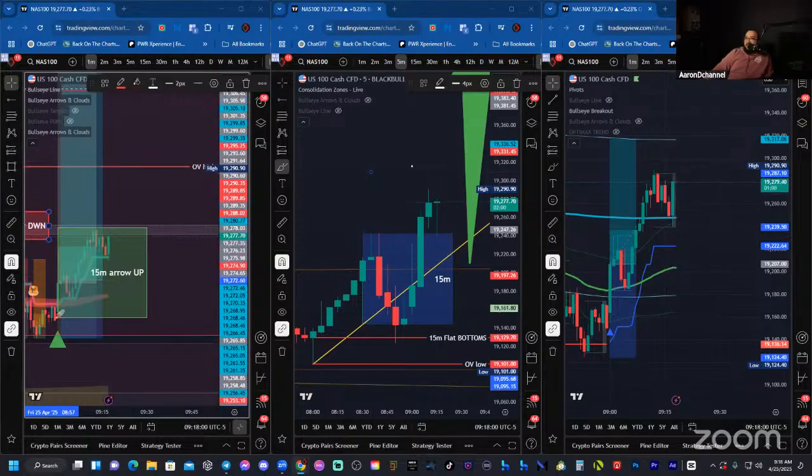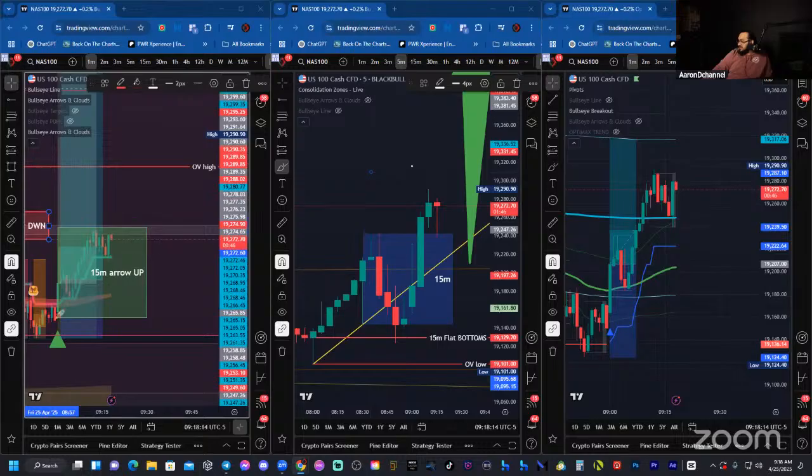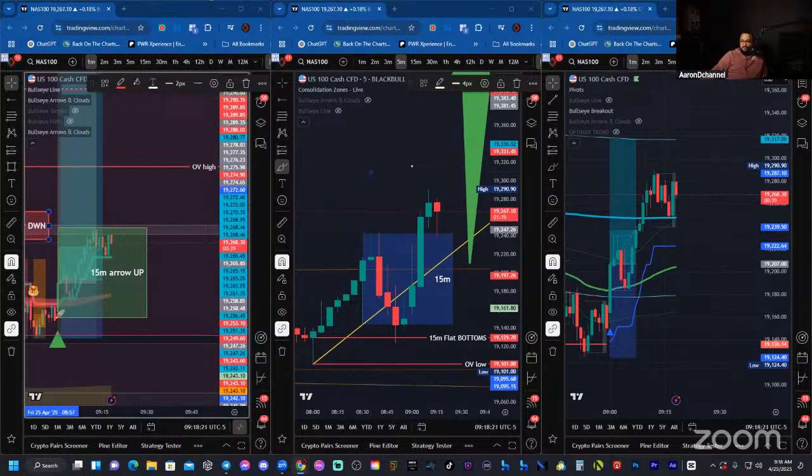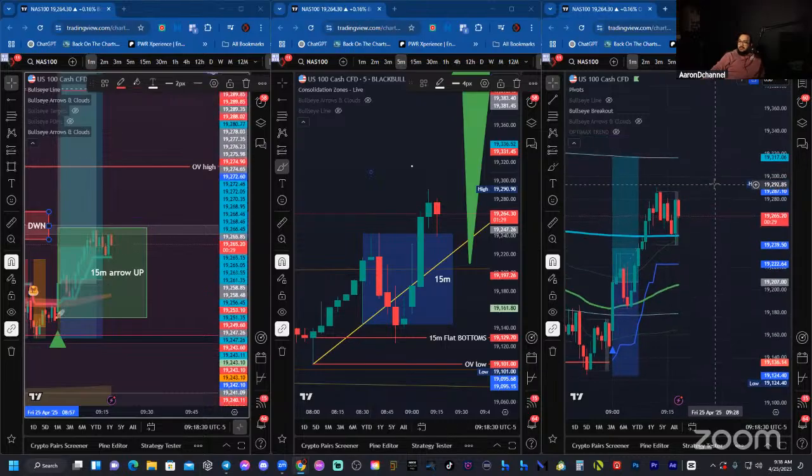Here's another rejection off of that 15-minute range. See, that's good. That's a decent rejection off the 15-minute range. Getting held up at the 12-hour range. Interesting. See what happens. Don't know. Looks like maybe a consolidation stage.